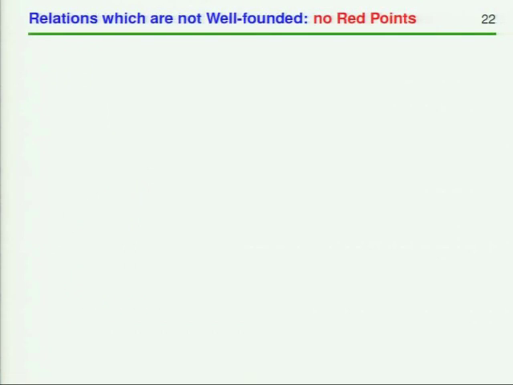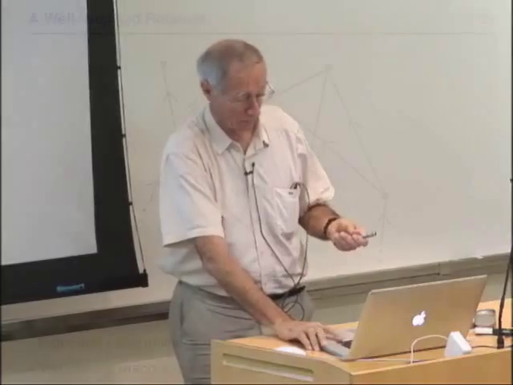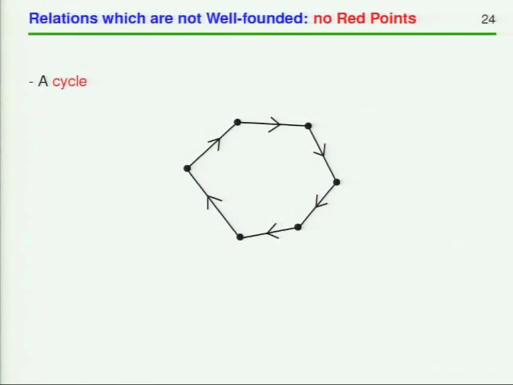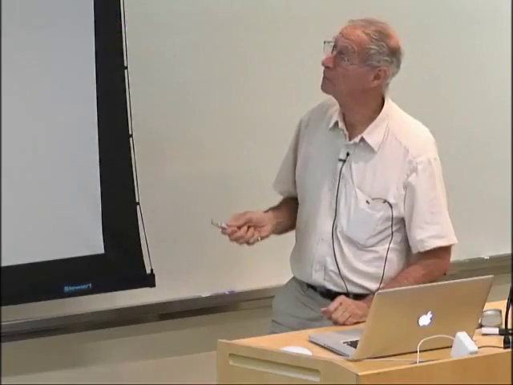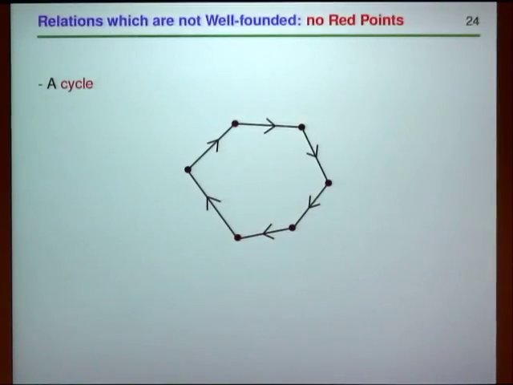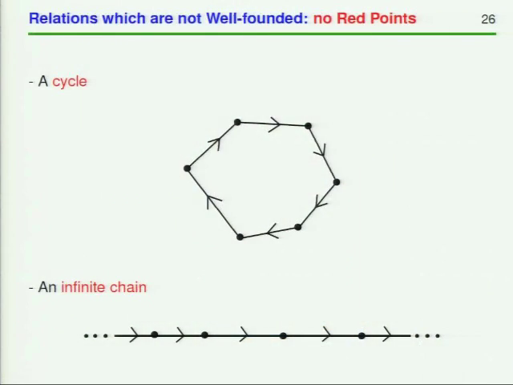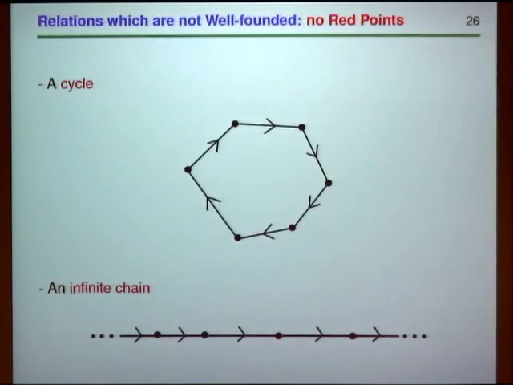So a relation which is not well founded, when there is no red point, let me just describe. It could be either a cycle, something like this. We have no red point because we could go forever. Or like this, an infinite chain. We can go forever at infinity. So these are the two pathologies. These are the two cases where things could not be defined as well-founded.